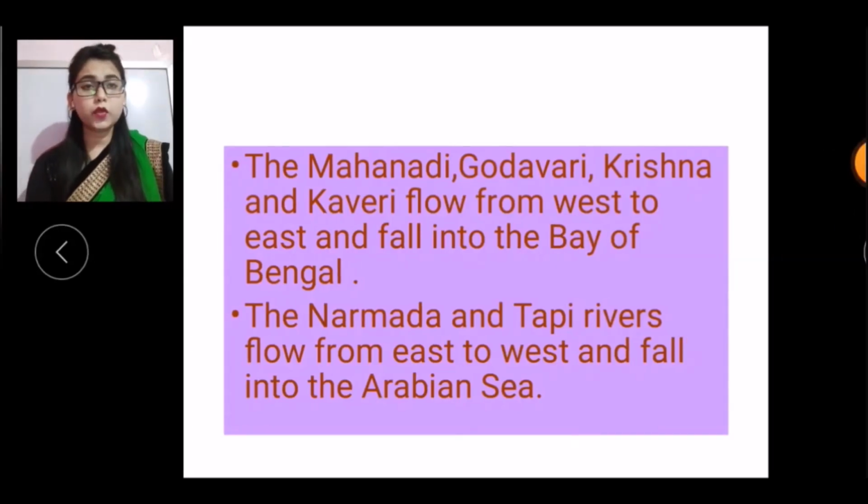So students, do you know why these Mahanadi, Godavari, Krishna and Kaveri are flowing from west to east? Because most part of the Deccan Plateau slopes from the west to east. So that is why these rivers are also flowing like that.